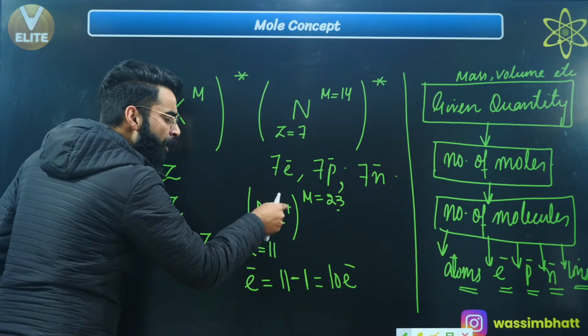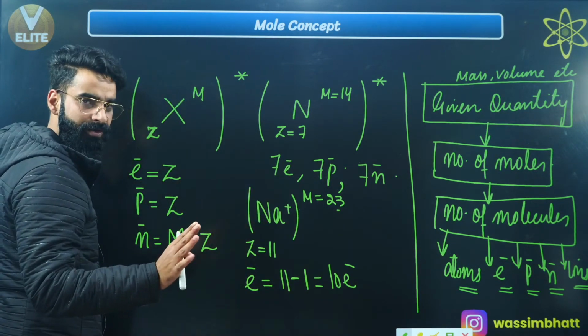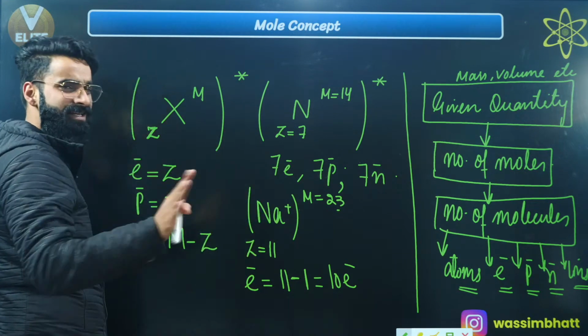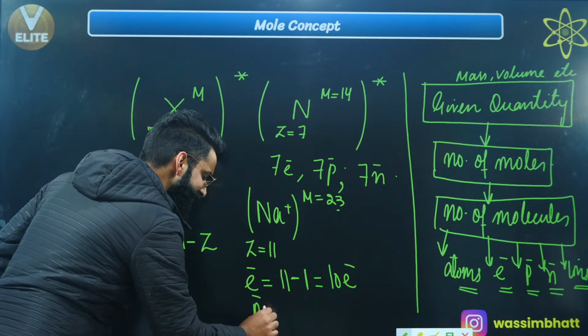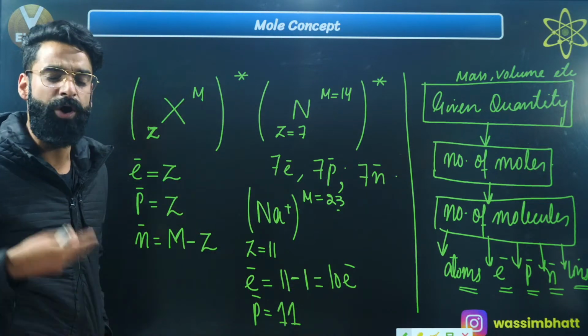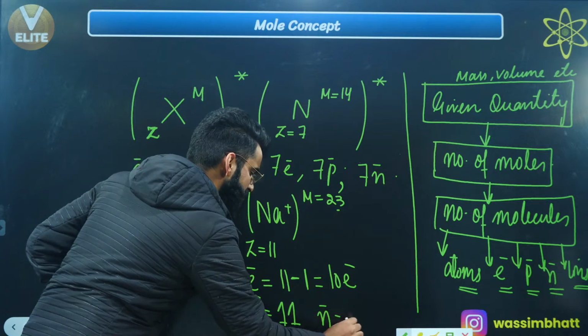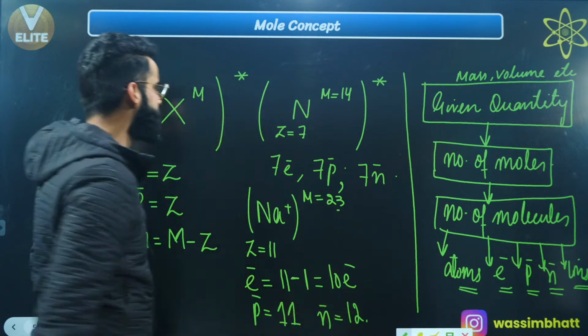By the presence of a positive or negative charge, nothing happens to the number of protons. I'll say there will be exactly 11 protons in Na positive. If I ask you how many neutrons are there, you'll say 23 minus 11. So neutrons are going to be 23 minus 11, that means 12, right?